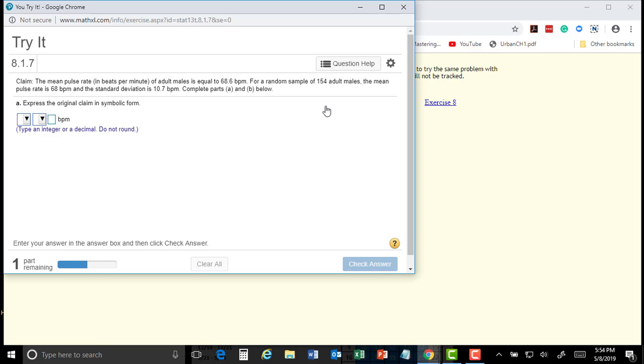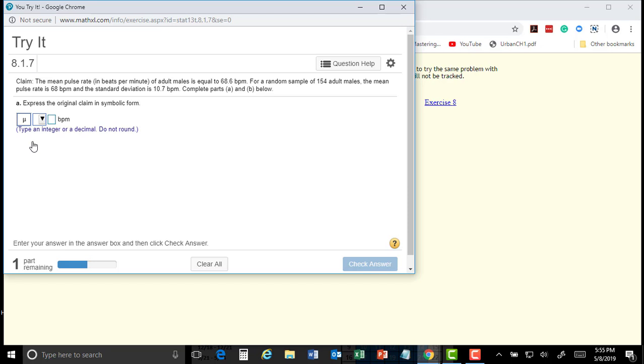From a random sample of 154 adult males, the mean, and this is what we came out with, 68. So I'm not sure what the original claim is. We're going to talk about mu, right? And so we're saying that the mean pulse, I see, expressed, okay, it says complete parts A and B. So what are we trying to show here? That this was more, no, it's less than this, right? So are we trying to show that the pulse rate is lower or higher? Then, I mean, what are we trying to show? It says the pulse rate is lower. What do you want to do?